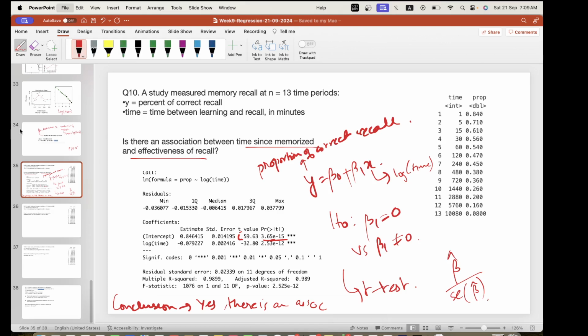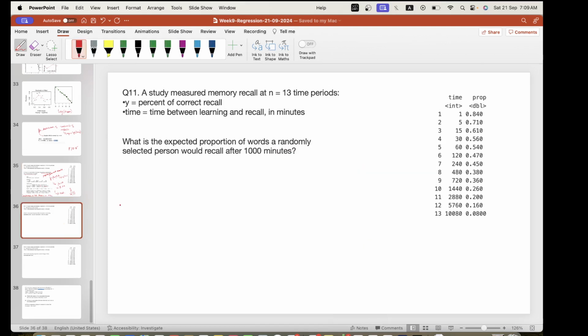Fine. The next question says, what is the expected proportion of words a randomly selected person would recall after 1000 minutes? So what are we looking at? We are trying to get a prediction. We are trying to predict if x equals log of 1000, then how much will my y be?